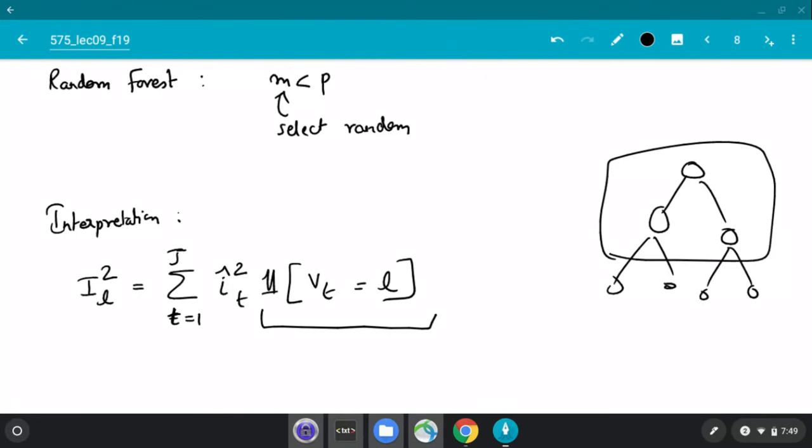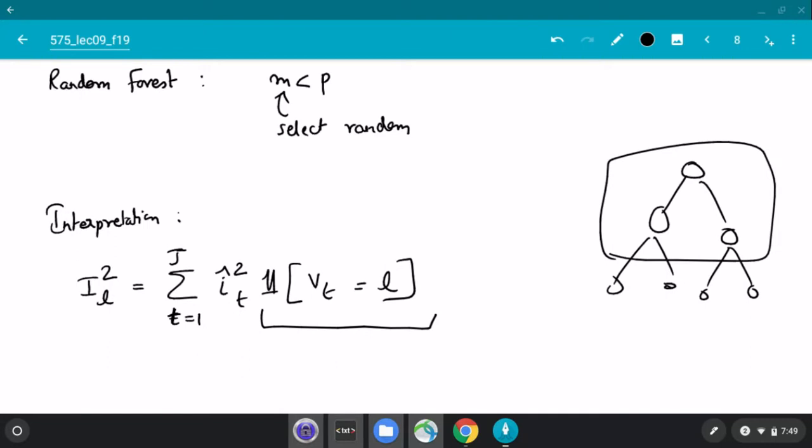For each node, you're just asking: was the split variable the health variable? Very simple question. It could be the health variable, or it need not be. If it's the health variable, then the indicator is one. It just means that I'm going to start counting it, and I'm going to include it.